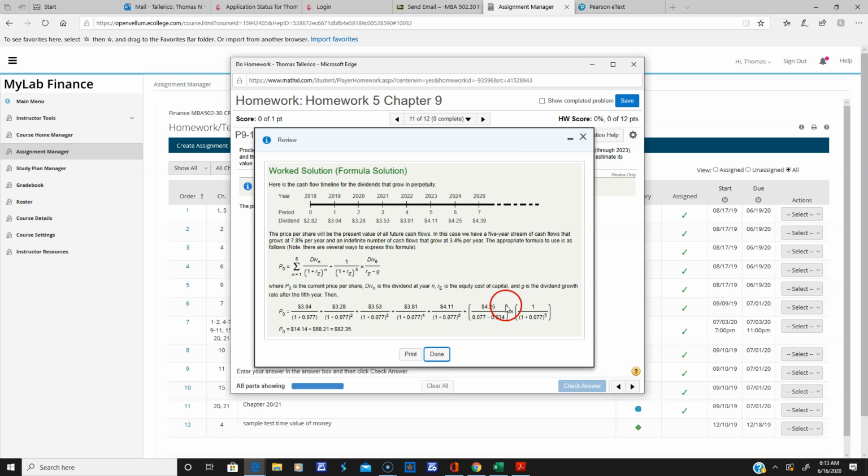So that's really all there is. You take this equation and just take the numbers off the timeline. Here are the forecasted dividends that are going to grow, here's your equity cost of capital, and here's your growth rate. It looks like they got that right, 3.4%. You have to be careful with these problems. That's why I always tell you to please email me. They really are a problem sometimes.